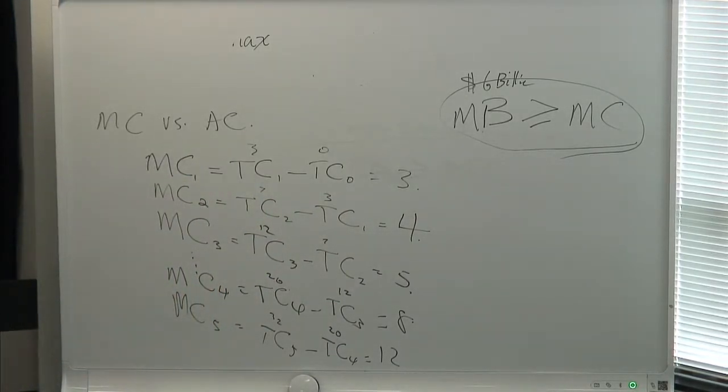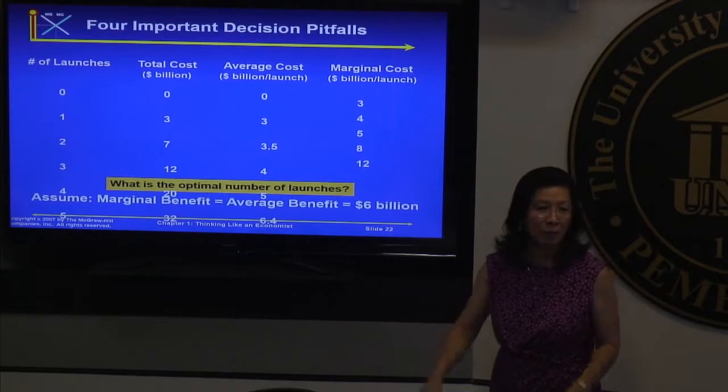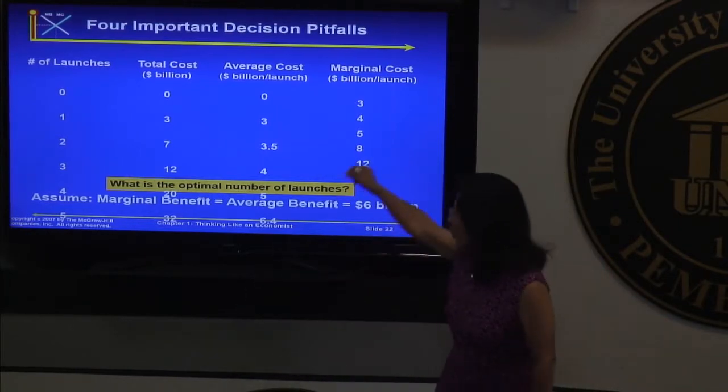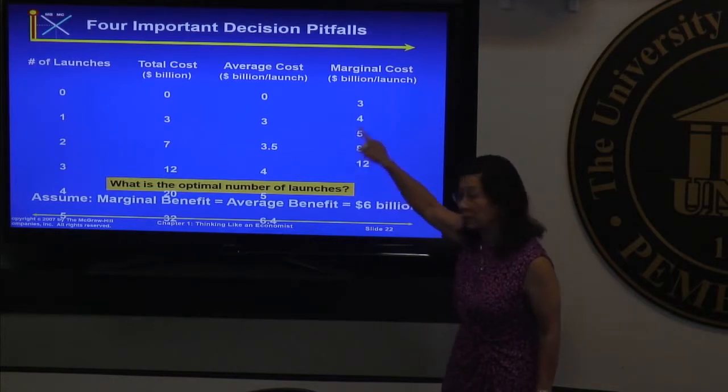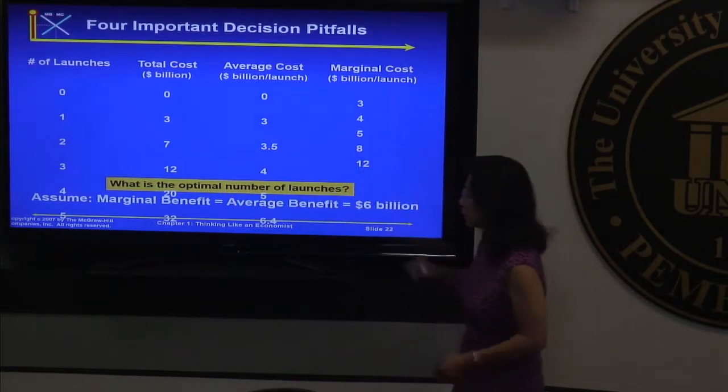Yes, Hunter? I was just going to ask, do we always assume marginal benefit is equal to average? No. We just gave you this assumption this time. A lot of times we ask you to calculate it. Good question. Okay, so then we know that we stop here, and that's not the answer yet, because we have to answer this question, what is the optimal number of launches?